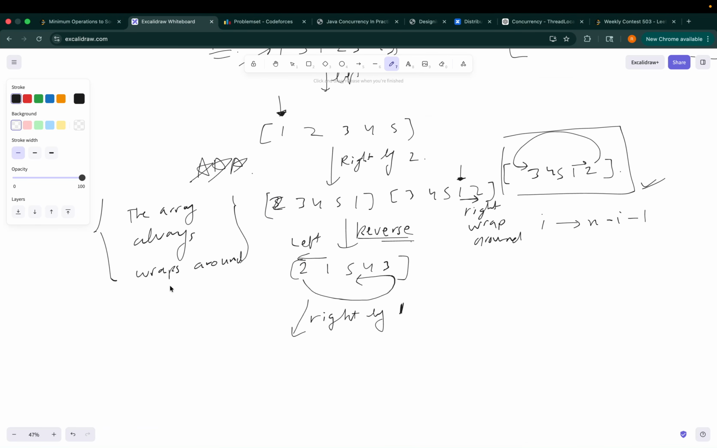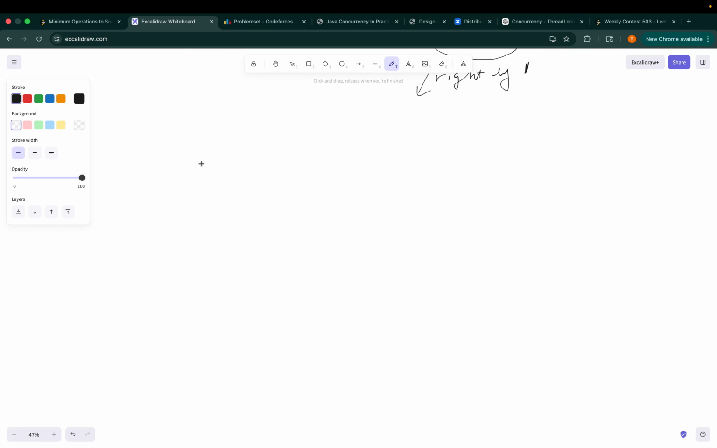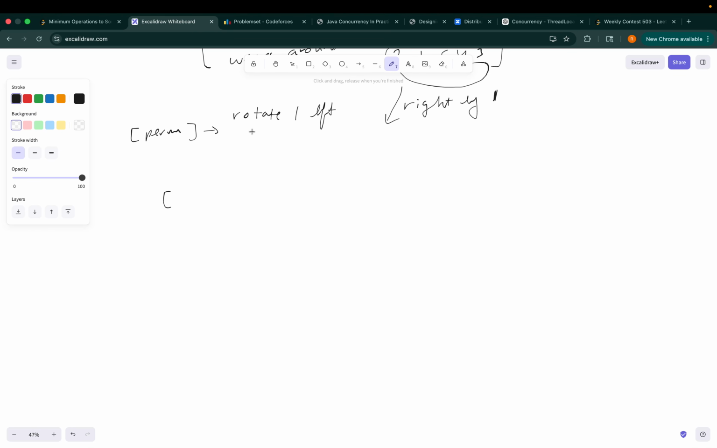Let's get started. So, basically, you are given an array, a permutation, right? And you can do two operations: either rotate by one to the left, or you can reverse the array. Okay, so the main idea is this is an observation based problem, and we will start from reverse.